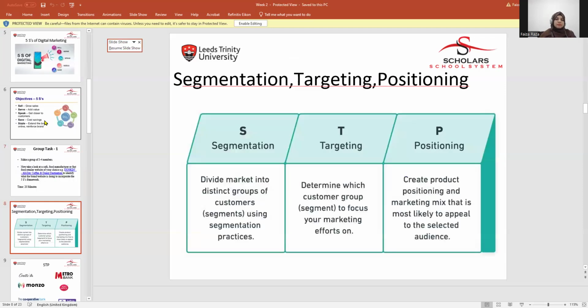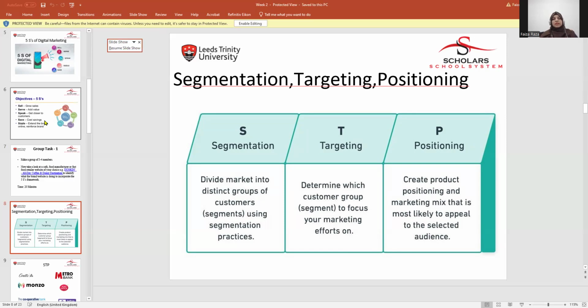Okay. Then again, coming to segmentation, targeting, and positioning. For e-business and e-marketing, segmentation works by dividing the market into distinct groups of customers, segments, using segmentation practices. Then targeting: determine which customer group segment to focus your marketing efforts on. And then positioning: create product positioning and a marketing mix that is most likely to appeal to the selected audience.